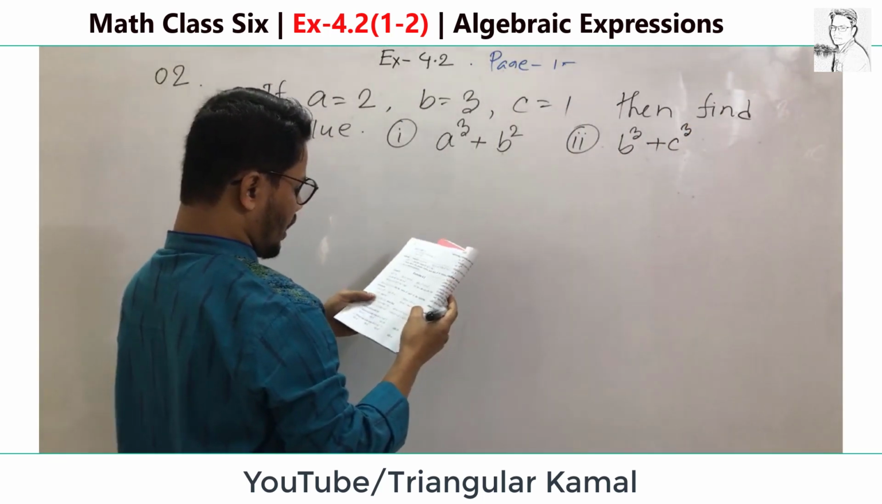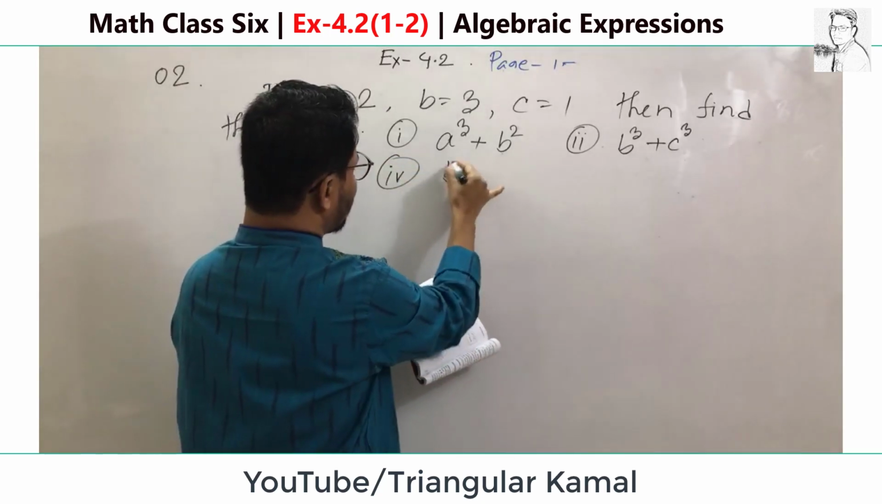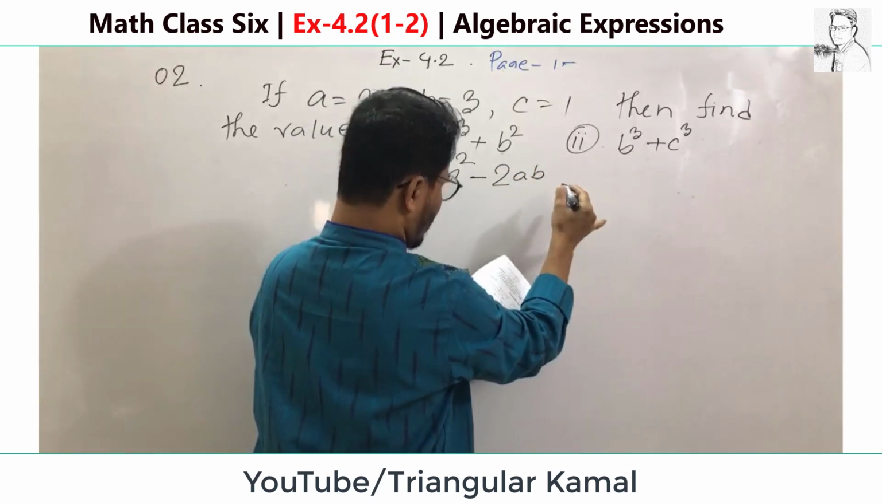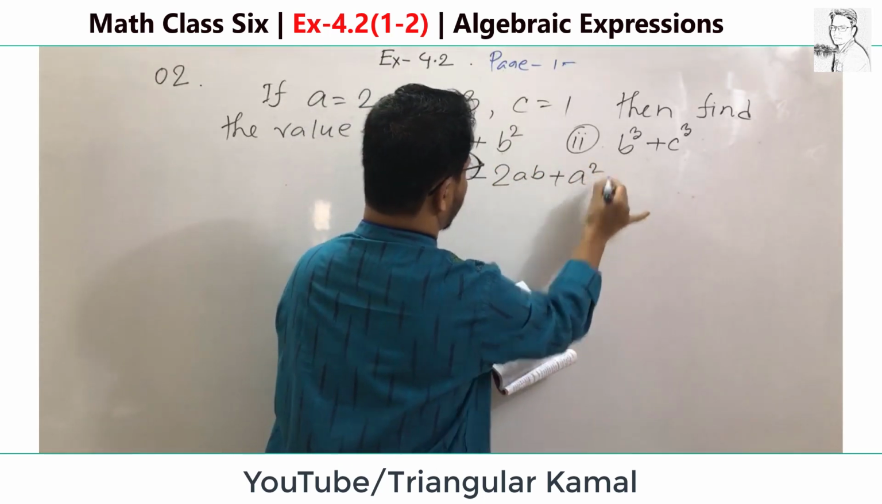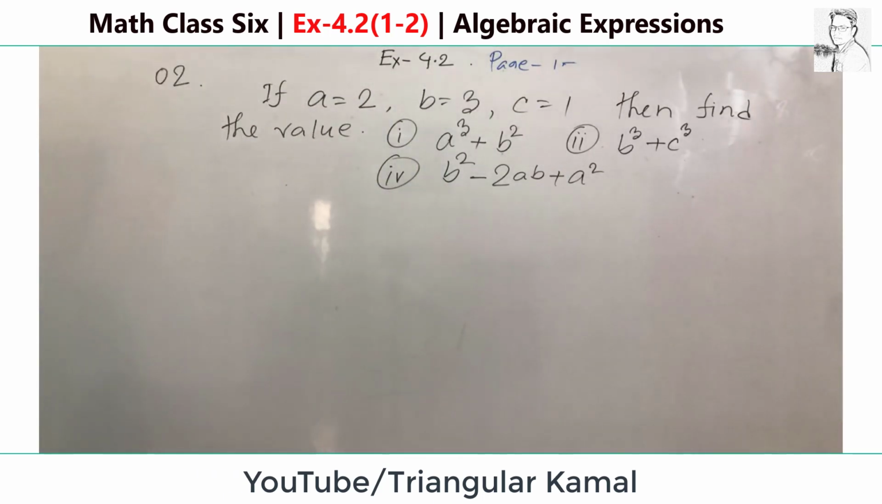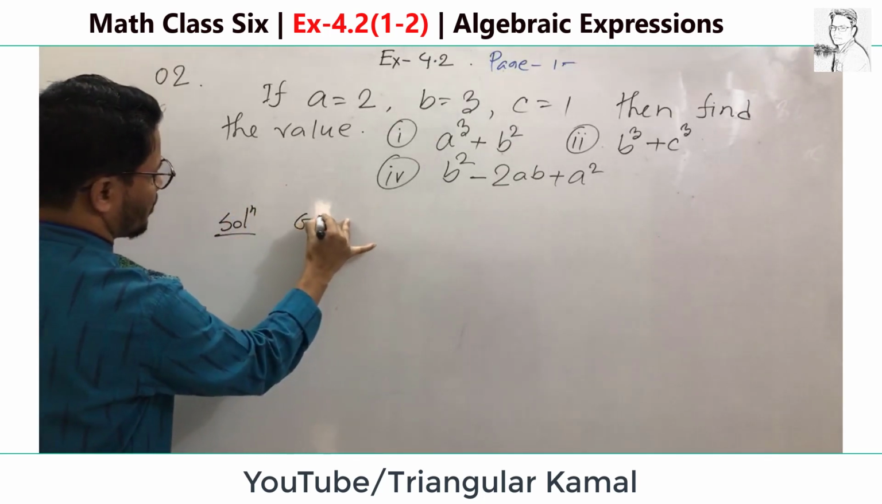I will do only the fourth number question: B square minus twice AB plus A square. So we will do this for the value. Okay, solution. The first question solution given.